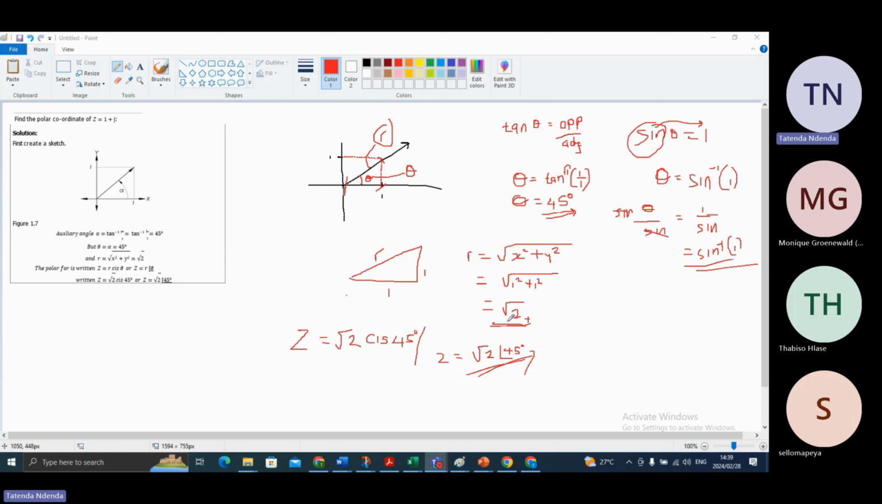Okay, so I want you guys to try something. For example, we have Z equivalent to 2 plus 3J. Try this one, just 10 minutes only.